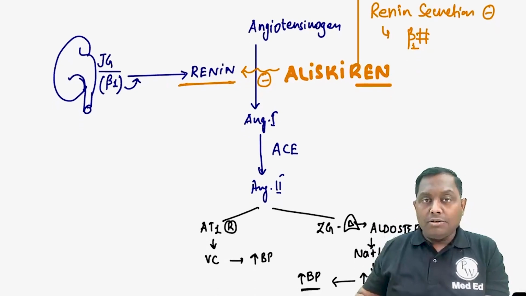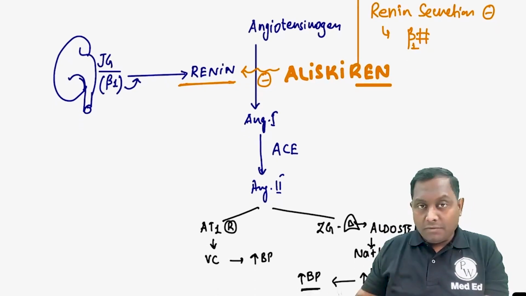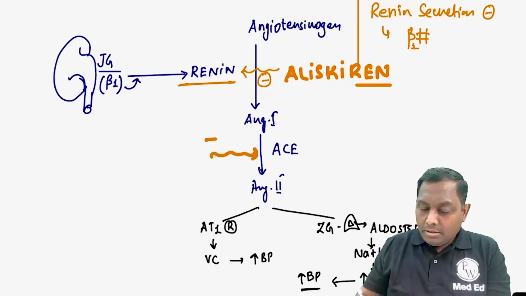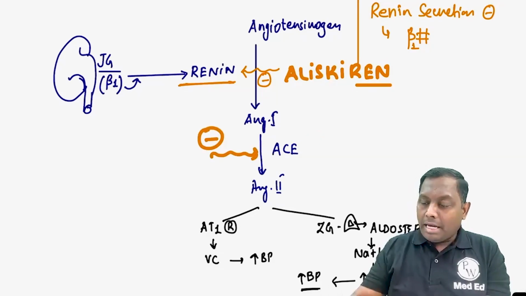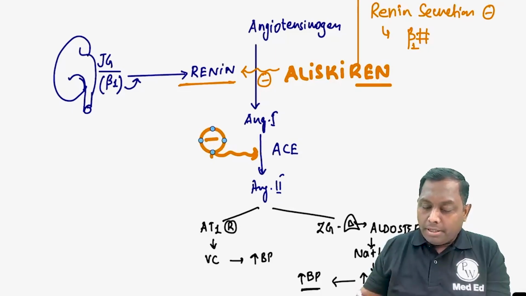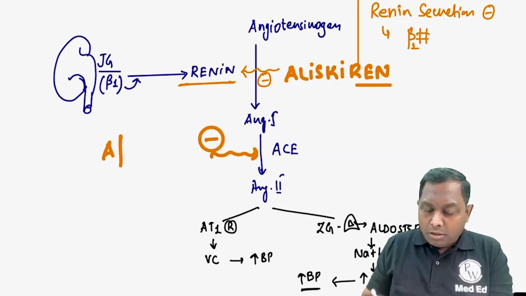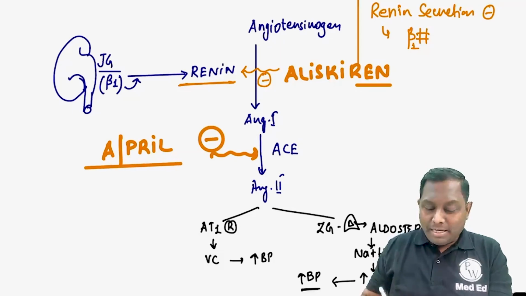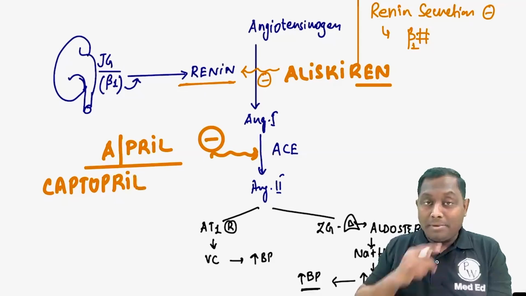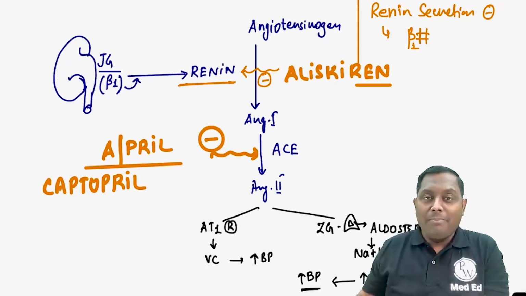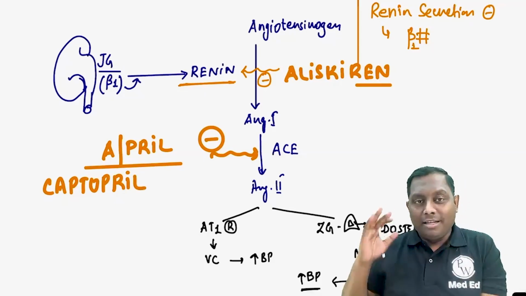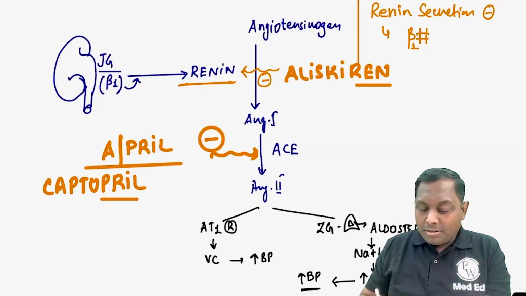Then we have angiotensin 1 to angiotensin 2 conversion with the help of angiotensin converting enzyme, and this is going to be inhibited by captopril or any of the prils. Okay? ACE. So this is going to be April. All the ACE inhibitors, they were born in April, so all the ACE inhibitors end with pril. Example like your captopril, lisinopril, enalapril, ramipril, fosinopril, moxipril, perindopril, quinapril. The list is endless. Just remember, all the prils are ACE inhibitors.